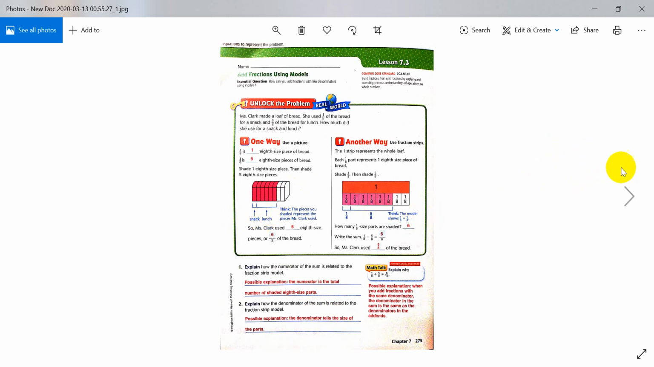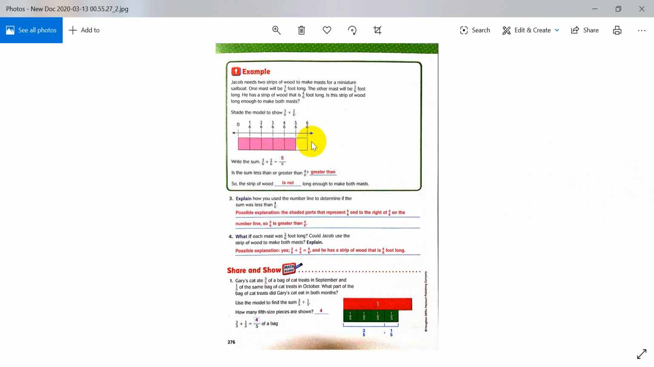Next page. Page number 276. Here. Jacob needs 2 strips of wood to make masts for a miniature sailboat. One mast will be 3/6 foot long. The other mast will be 2/6 foot long. He has a strip of wood that is 4/6 foot long. The question is: is this strip of wood long enough to make both masts?